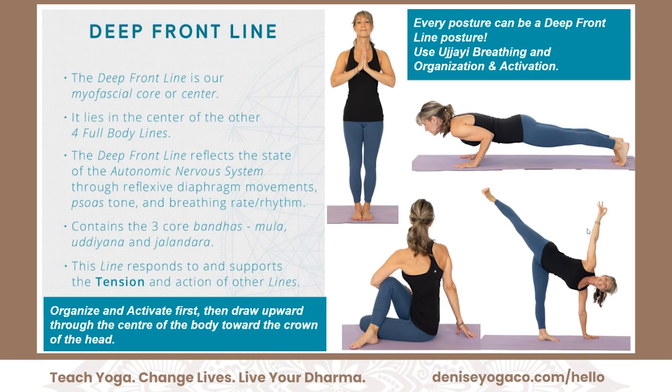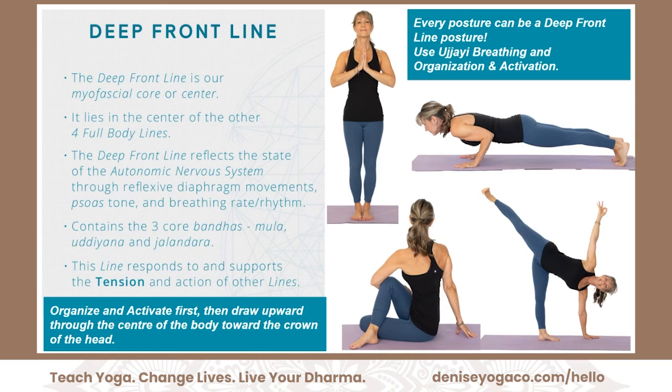This line also contains our three main bandhas, okay, which is jalandhara bandha at the throat, uddiyana bandha around the navel, and mula bandha at the pelvic floor. So these are all contained within these structures. I'll talk about that a little more specifically, but these are all located within the deep front line.